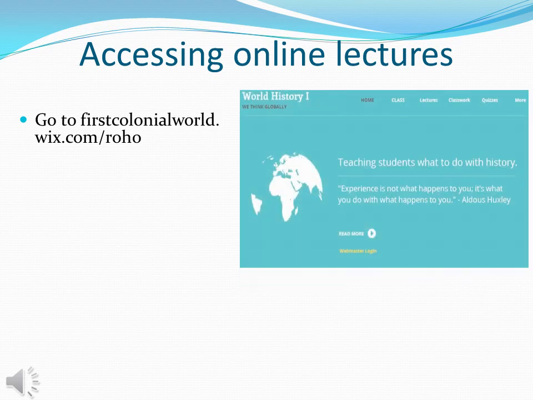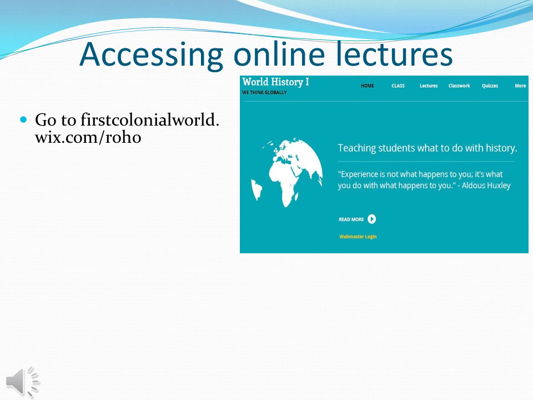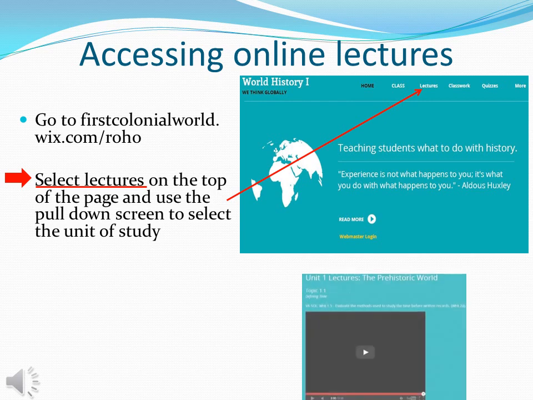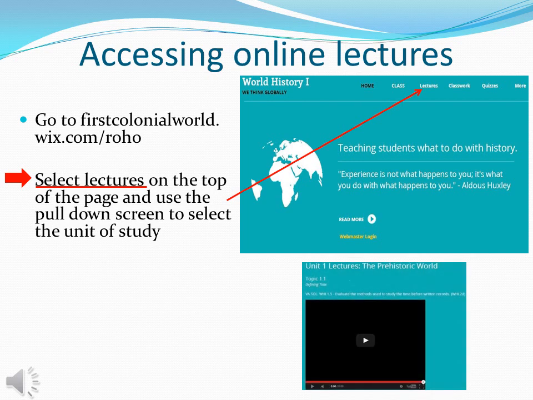firstcolonialworld.wix.com/roho, and the screen on the right of this PowerPoint will appear. World History 1, We Think Globally. Select Lectures on the top of the page and use the pull-down screen to select the unit of study. For example, you would click Lectures, and if we were in Unit 1, you would select Unit 1. On the bottom will be the next screen that comes up. You'll see it says Unit 1 Lectures, the Prehistoric World, Topic 1.1.